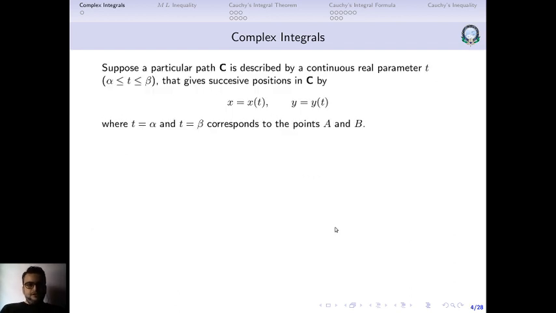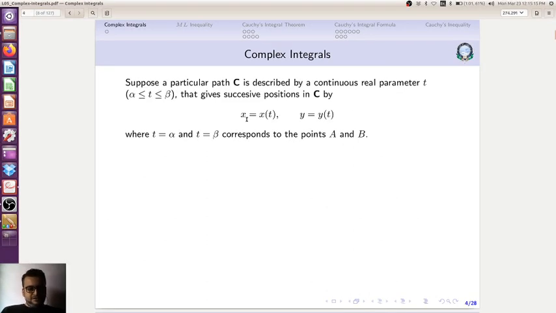Now suppose I have a particular path C which is described by a continuous real parameter t, where this t is a real number. It has a lower limit alpha and an upper limit beta, and the successive positions in C are given by the value of x and the value of y as functions of t. So this is what it really means.